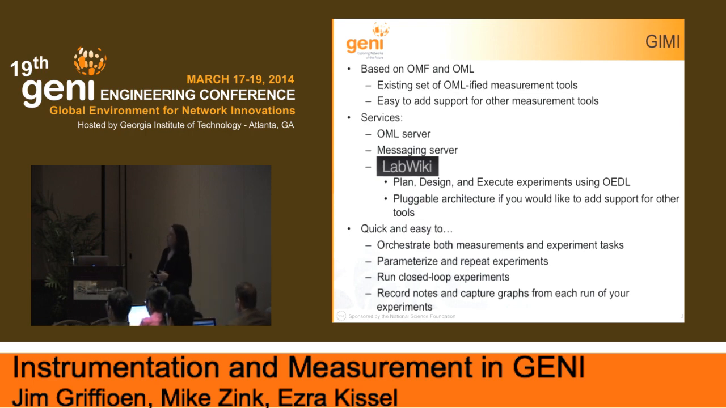And GIMI makes it really quick and easy to orchestrate both your measurements and the experiment tasks as you go along. It allows you to parameterize and repeat your experiment. So if you want to try something out, tweak it a little bit, you don't have to rewrite your scripts. You can parameterize and change things along the way, as well as run closed-loop experiments. And then it allows you to record notes and capture graphs along the way, so you can save those off with each run of your experiment.